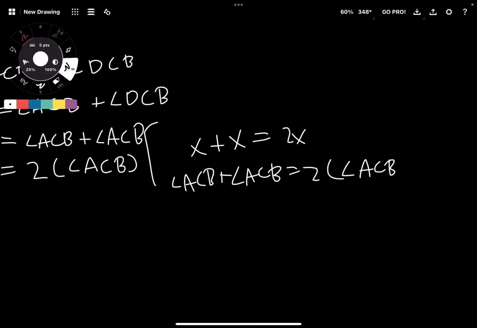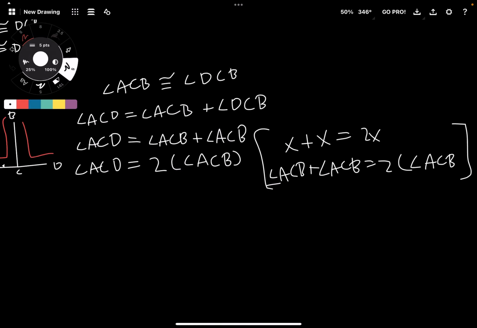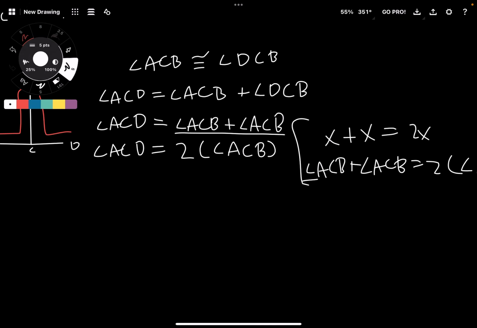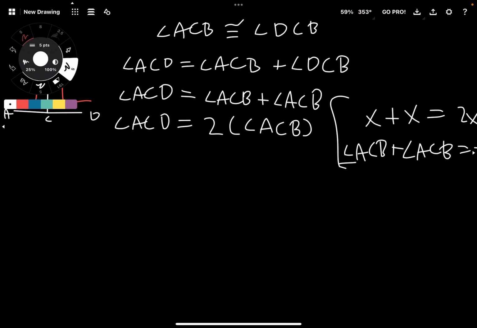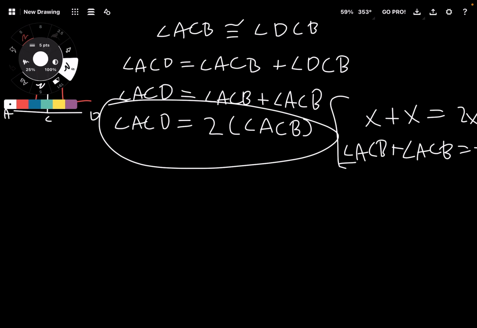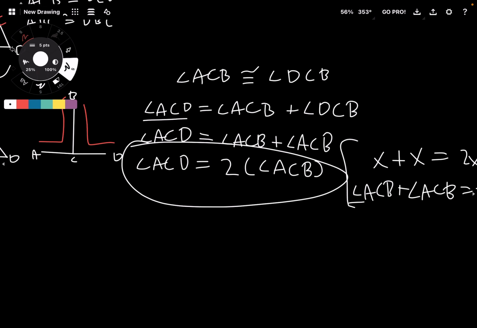This is a rule that you must follow in equations. And, as you can see, angle ACB plus angle ACB will always equal 2 times angle ACB. So, this is pretty much the answer. This is the formula for finding angle ACD.